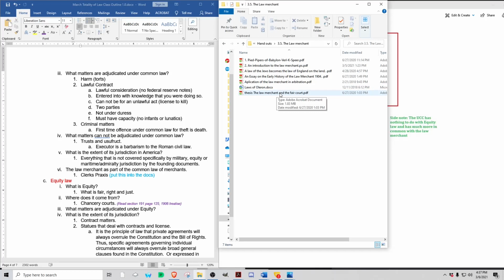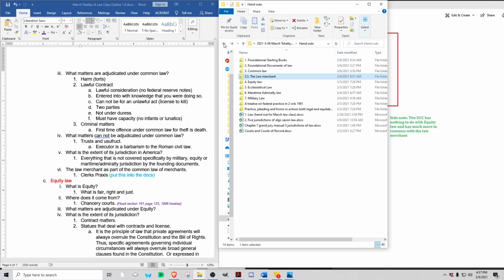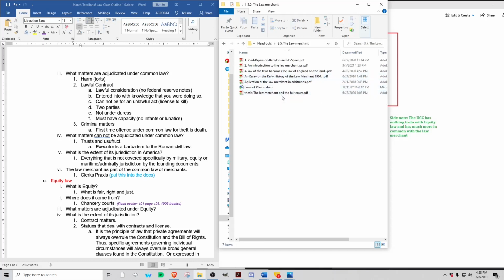We went over the thesis paper of the Court of Wards and Liveries. There's another thesis paper under the law merchant for the Fair Court of St. Ives. And this is where you get into where the law merchant comes from. I'll go through each one of these because I'm going to show everybody what each document is and why I put it up for everybody to take a look at.